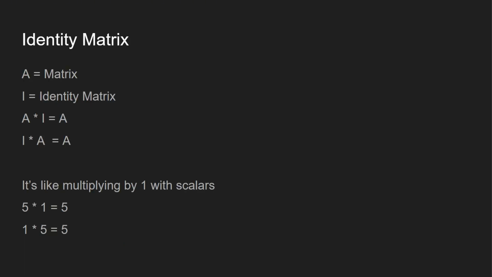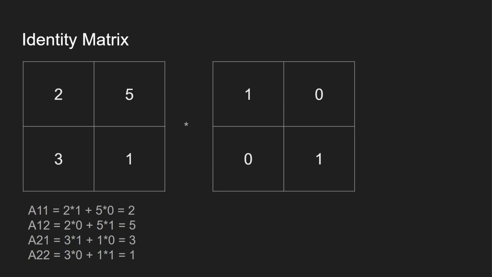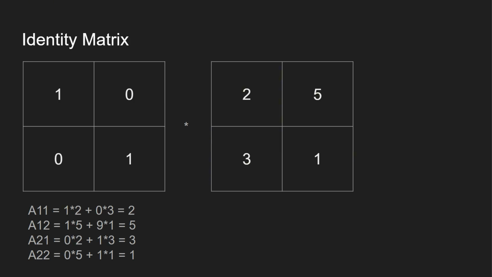So to show you the math behind this, I have this over here, this 2x2, 2, 5, 3, 1. We're going to multiply it by this 2x2 identity matrix, 1, 0, 0, 1. I have the math down there for A11, A12, A21, A22, and you'll see it's 2, 5, 3, 1. Now, if we go the other way, right? 1, 0, 0, 1, times 2, 5, 3, 1. You'll see once again, the math behind it is going to be 2, 5, 3, 1.